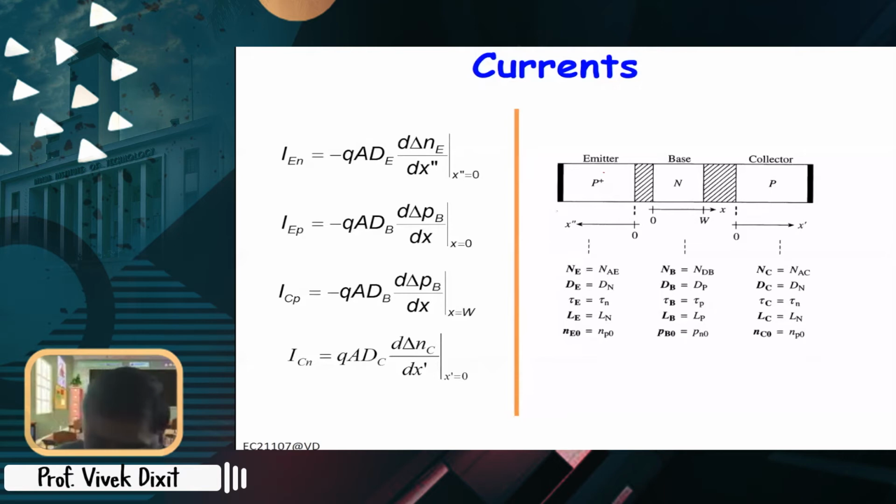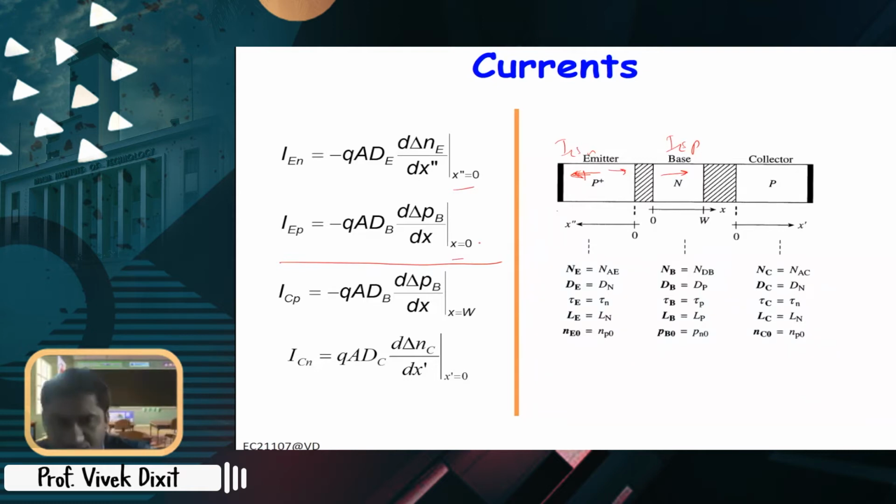Due to injected electrons, you have I_EN here. Due to injected holes, you have I_EP here. This is the direction of electrons, right? So the direction of current will be in the forward direction only. So I_EN and I_EP will add up to give the total emitter current. And the derivative is taken at x equal to 0.